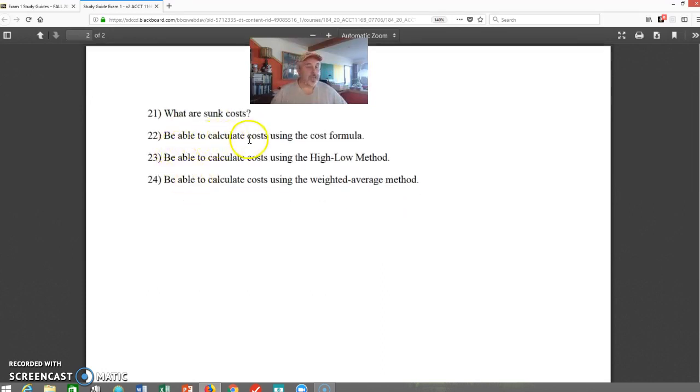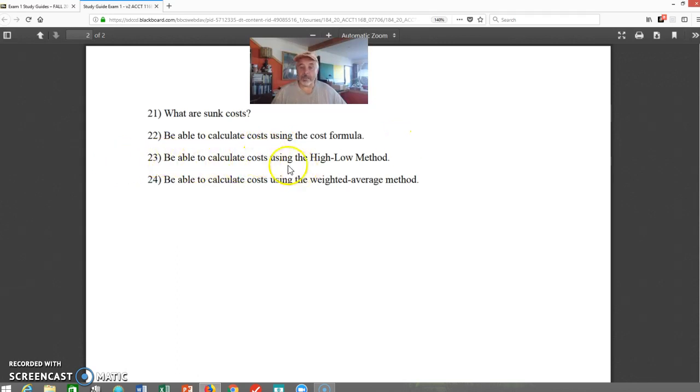How to be able to calculate costs using the cost formula. Y equals A plus BX is the cost formula. Y equals total manufacturing overhead or total cost. A equals total fixed cost or total fixed manufacturing overhead. B is cost per unit or variable cost per unit. And X is the activity-based cost driver for manufacturing overhead.